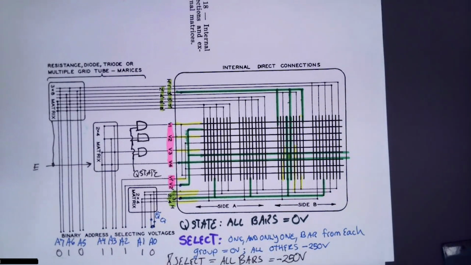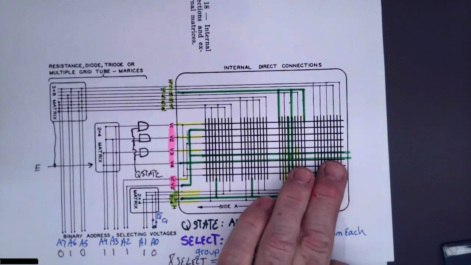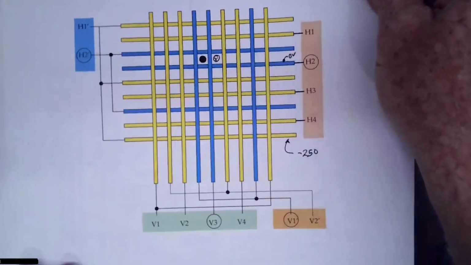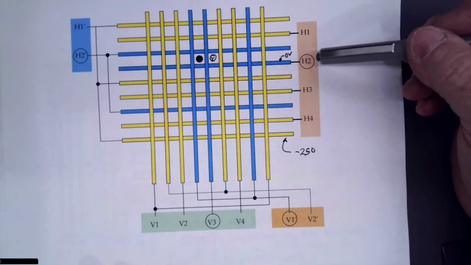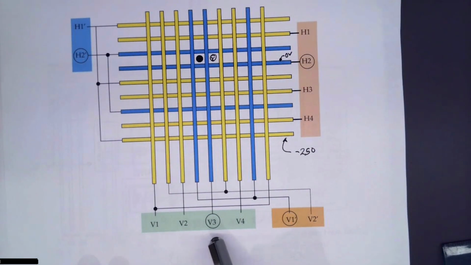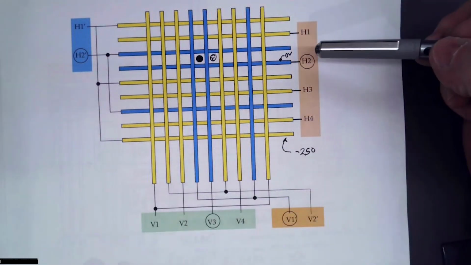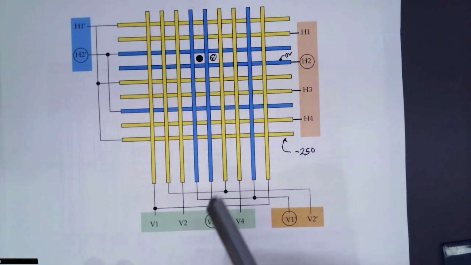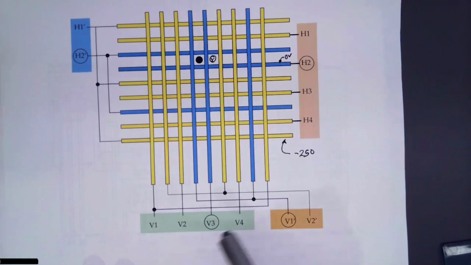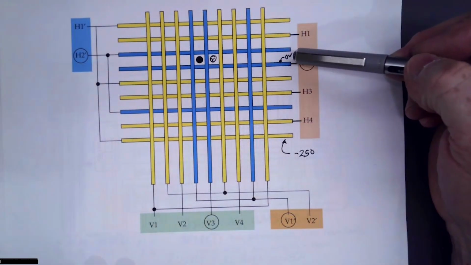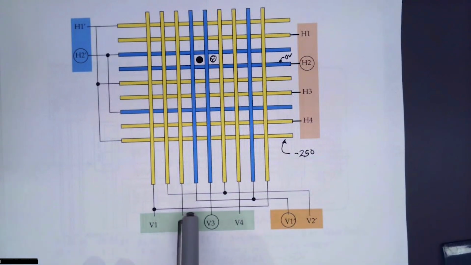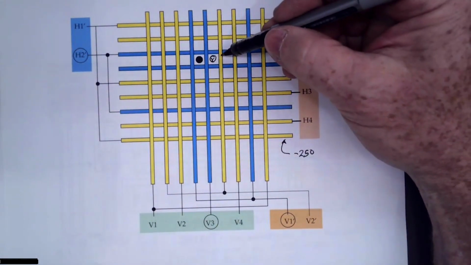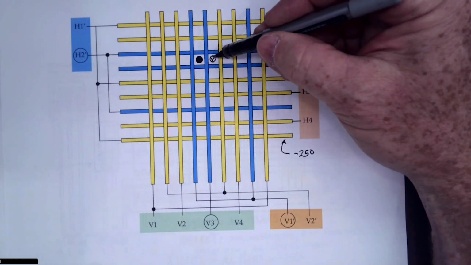Now what I'd like to do is look at one of these 64-bit blocks in a bit more detail and show you again. I am selecting one of each group. Here I'm selecting H2, V1 prime, V3, H2. All other bars other than the selected one are at minus 250. The selected ones are at 0 volts. So with what I've got going here, I've selected this bit. And as long as 1 bar is at minus 250, I will not get current through this window.